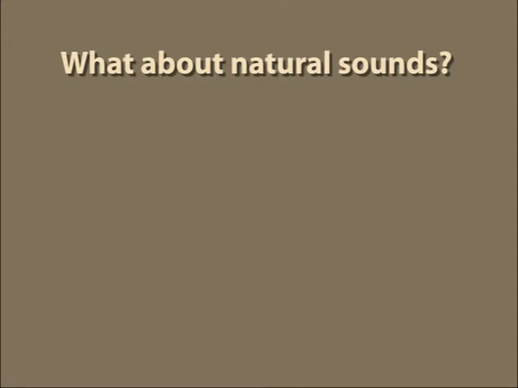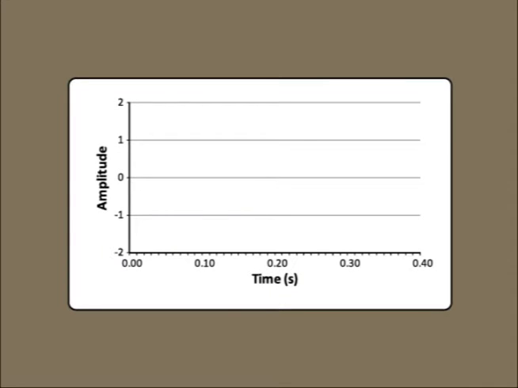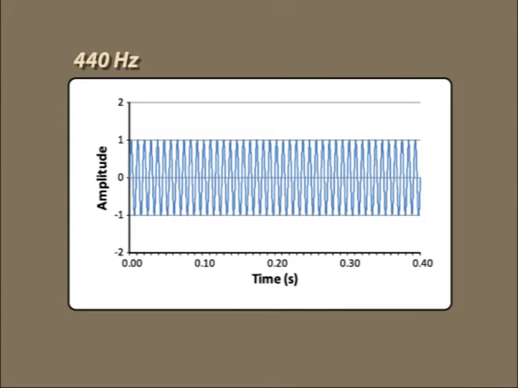Natural sounds are more complex than pure tones, of course, but even the most complex sound can be broken down into a series of pure tones. This is made possible by the principle of superposition. Let's graph out two sine waves. One has a frequency of 440 Hz, A above middle C, and this is what it sounds like.